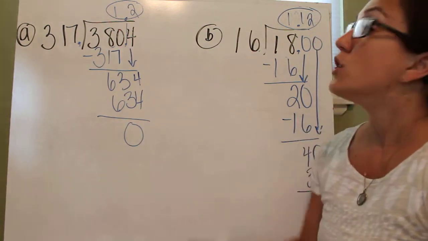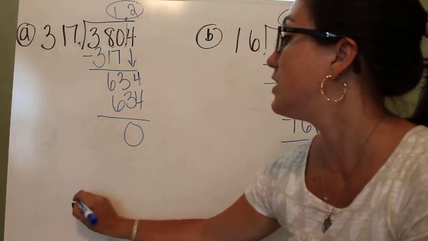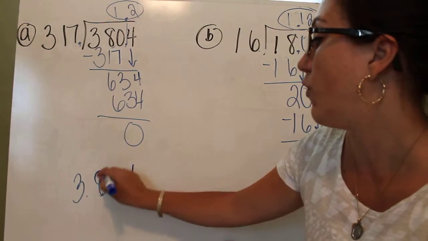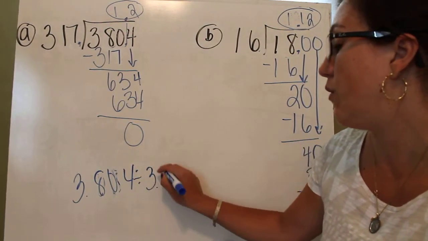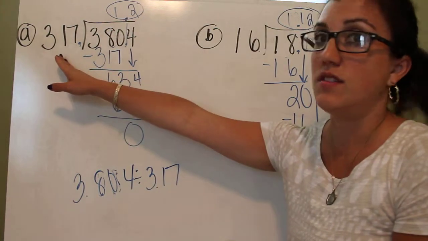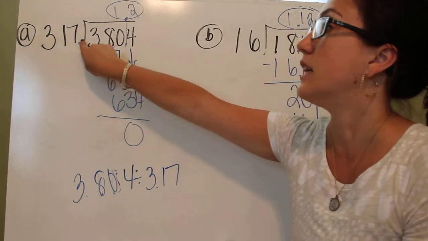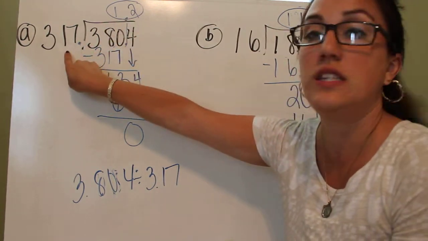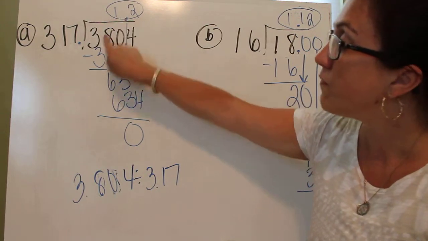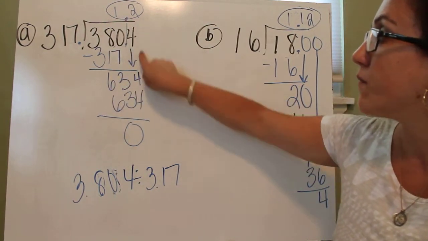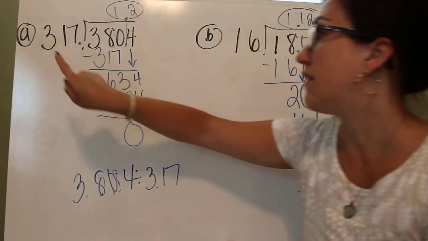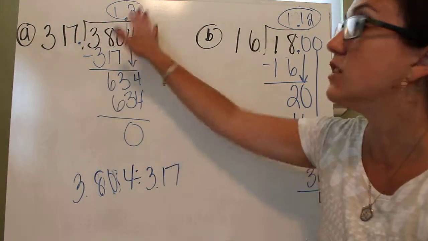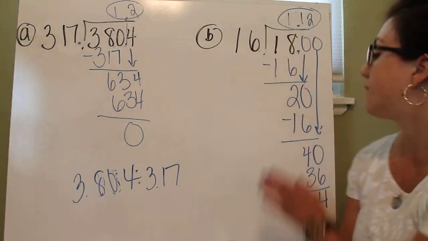Okay. So hopefully you can see what started out as 3.804 divided by 3.17. I couldn't have a decimal in my divisor, so I had to move it 2 places here. So that means I moved it 2 places here and then put it above. So 317 goes into 380 one time. I subtracted and I got 63. I brought down my 4. 317 goes into 634 2 times. I get a remainder of 0, so my answer is 1.2. And hopefully that's what you got as well.